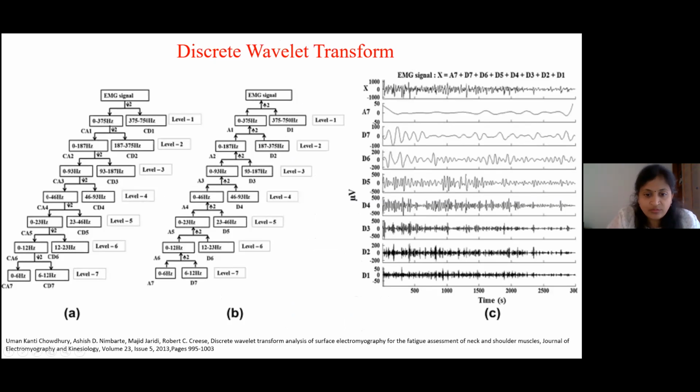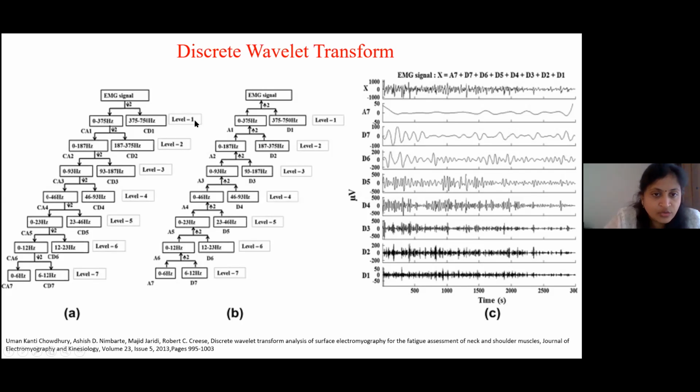So see, this is an example from this paper of the discrete wavelet transform. You can see this EMG signal at level 1, which is 0 to 750 hertz. This is the EMG signal, which is downsampled. We divided it into two parts, which are 0 to 375 and 375 to 750 hertz. This 375 is also divided into two different frequency ranges here. So a high pass filter and a low pass filter are used at each and every stage. And here you see they have gone to level 7.